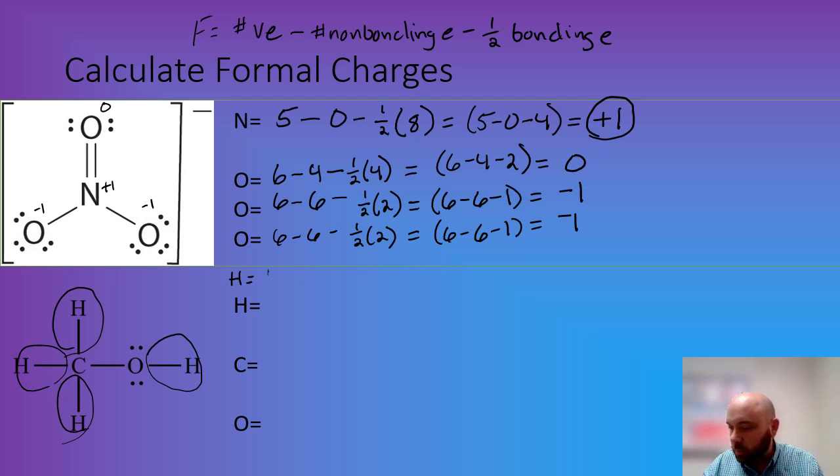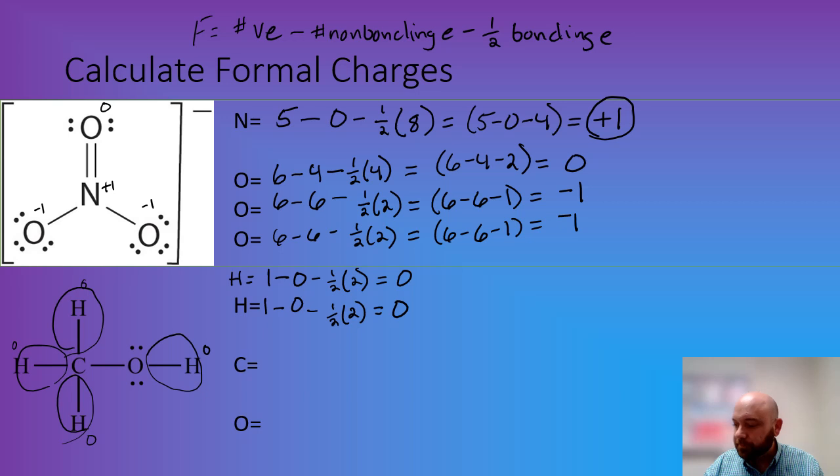Hydrogen normally has 1 valence electron. This hydrogen has 0 non-bonding electrons, and it has 2 bonding electrons. So the formal charge on that hydrogen is 0. For the other hydrogens, they also have 1 valence electron. They also have 0 non-bonding electrons, and they also have 2 bonding electrons. So the formal charges on all of our hydrogens are 0.